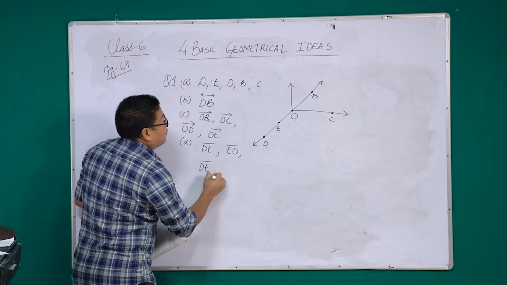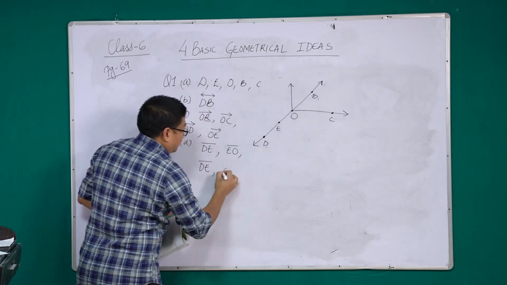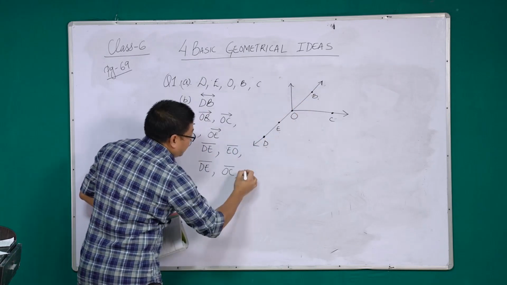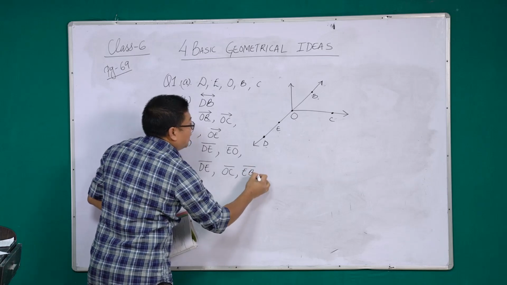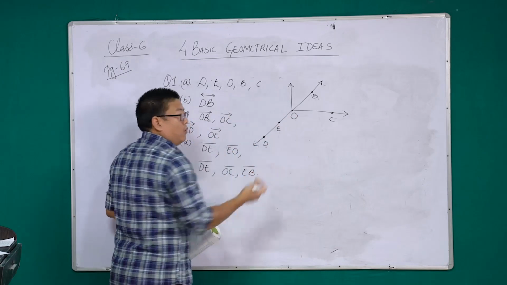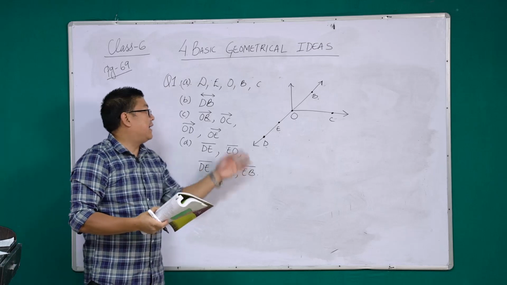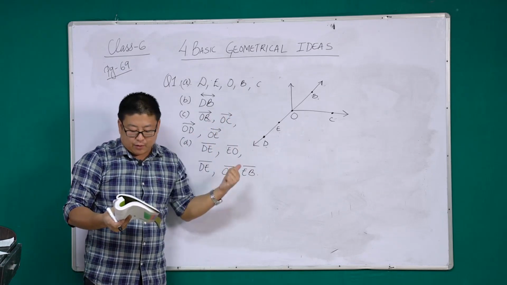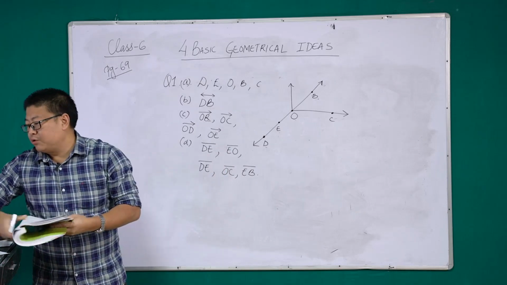They're asking us for 5. So OC can also be a line segment. Similarly, EB can also be a line segment. There are so many more. All right, DO. So these are the line segments, and with this, we are done with the first question. Let's move on to the next question.